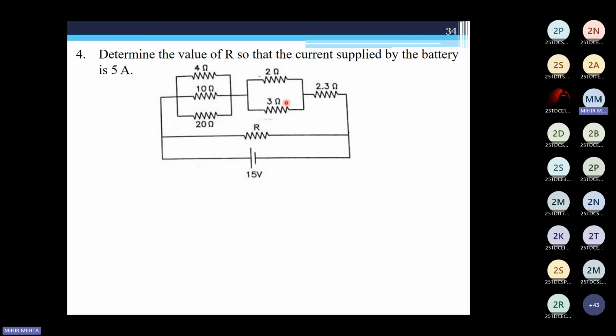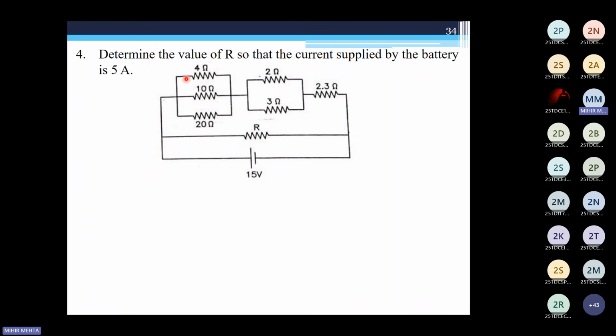So first you will have to solve this. You will have to figure out your unknown. For calculating your unknown resistance, you will need your circuit current, which is given that the current supplied by the battery is 5 amperes. So the overall voltage and overall current are given to you, and based on that, you can figure out your equivalent resistance. We are not getting into calculations, but I hope you have understood this.